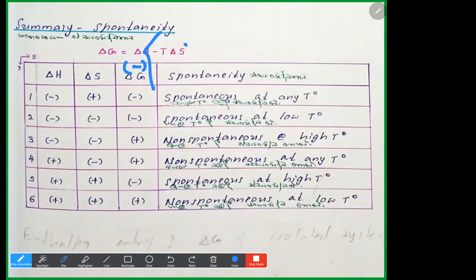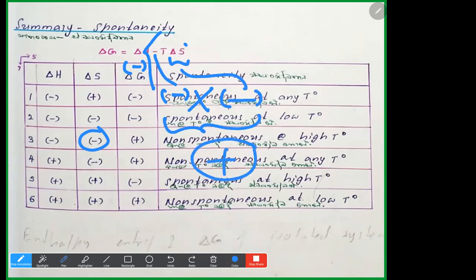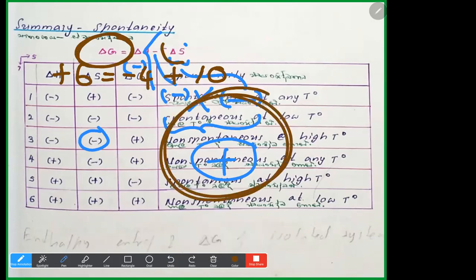is supposed to be, so here the delta S is negative. So this negative value of entropy multiplied by the temperature in the given equation, negative multiplied by negative becomes positive. Now this side is positive. Let's say positive 10, negative 4, answer equals positive 6. So it is non-spontaneous.